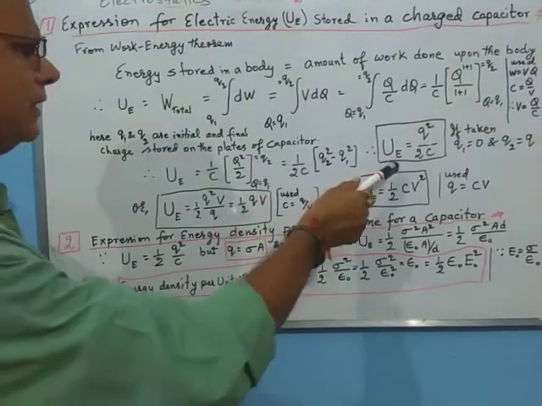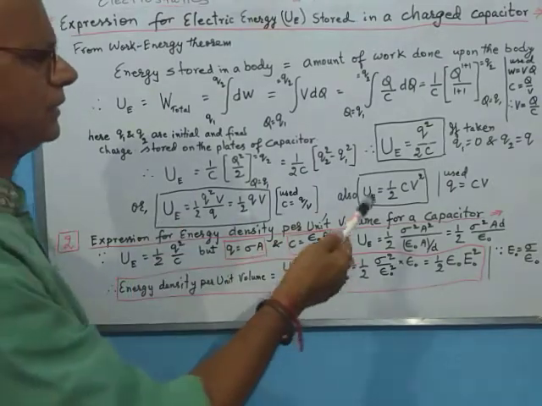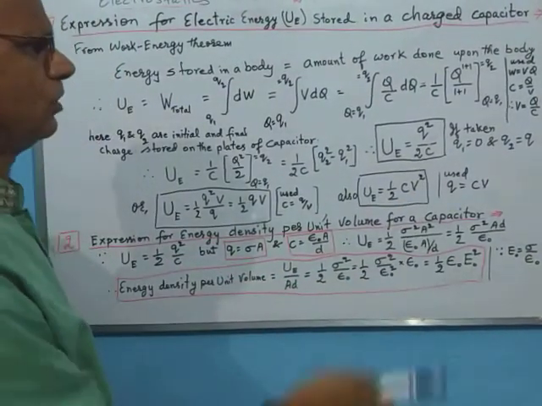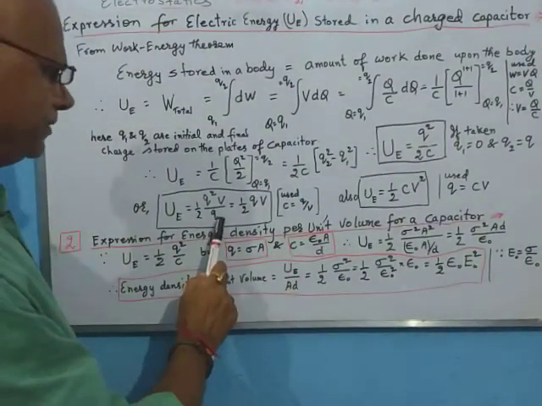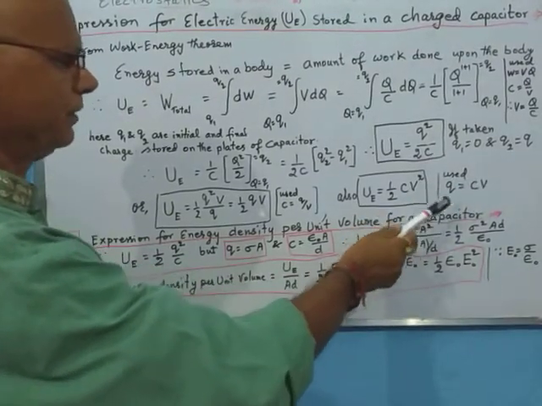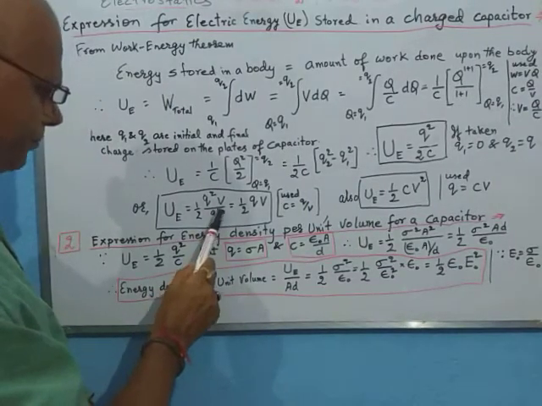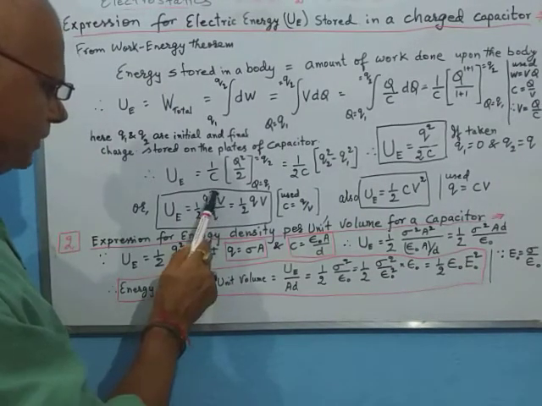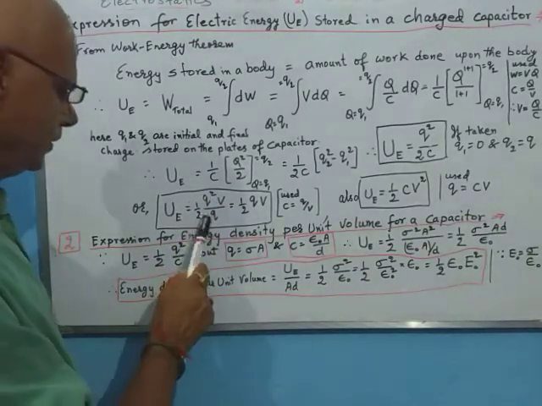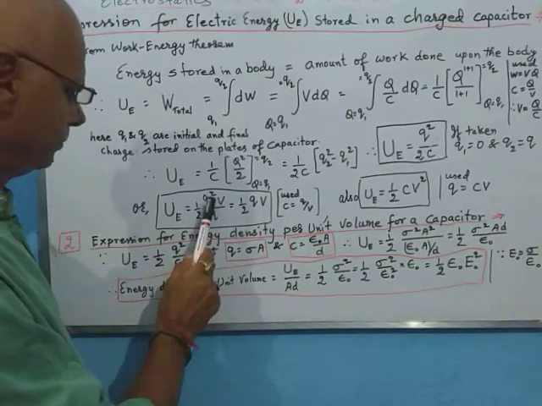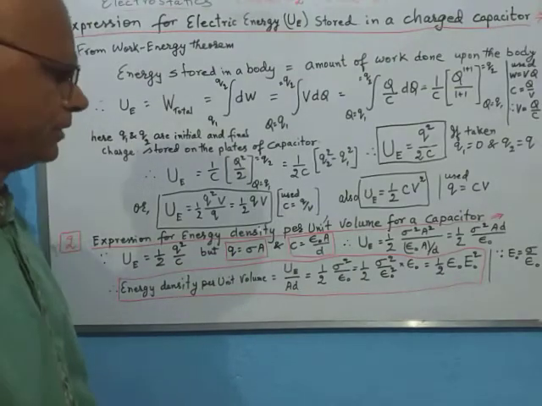Now we can further convert the format of this electrical energy in a different way. Again we use the same relation, Q is equal to CV or C is equal to Q by V. If we put the value of C as Q by V, V goes up and Q remains down. So Q square in the numerator gets cancelled with the Q in the denominator, and we get half Q V. So this is another expression for electrical energy stored in a capacitor.